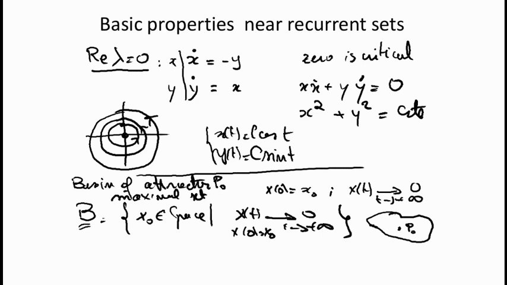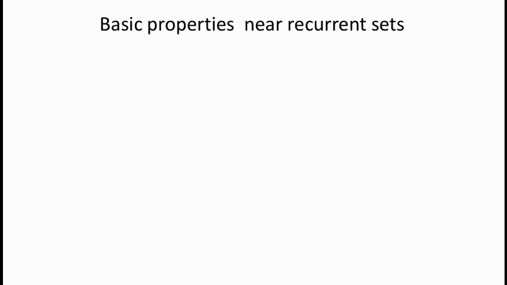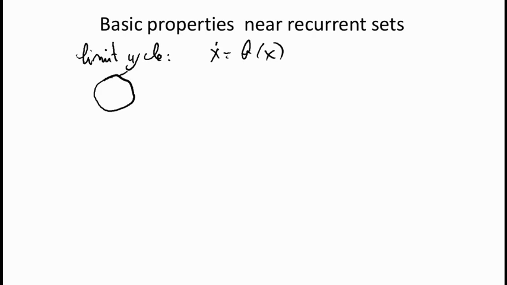Alright, so now the next, I would say the next simplest recurrent set is the limit cycle. So what is the limit cycle? The limit cycle for a dynamical system x dot equals b of x is a trajectory. It is a closed trajectory. So this is an example of a limit cycle.